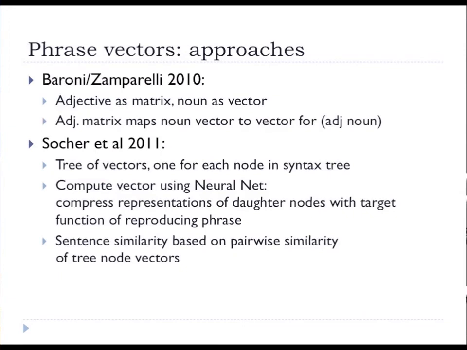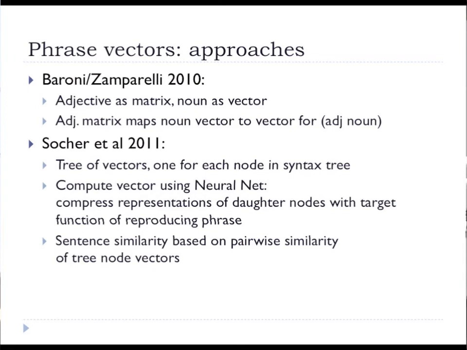Other approaches say, well, let's do adjectives as matrices and nouns as vectors and apply the adjective matrix to a noun vector to get a vector for the adjective-noun pair. And again, all that I've shown you so far are approaches for relatively short phrases, 2 words, 3 words. And the only one that I'm aware of that can do phrases of arbitrary length, apart from stuff like vector addition, is Socher et al., who do a tree of vectors.